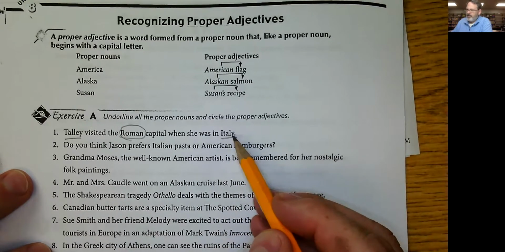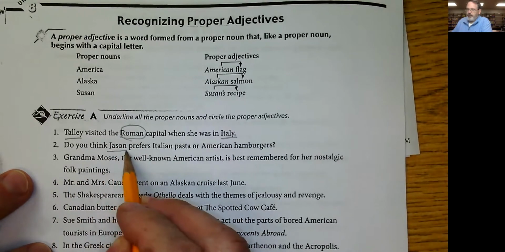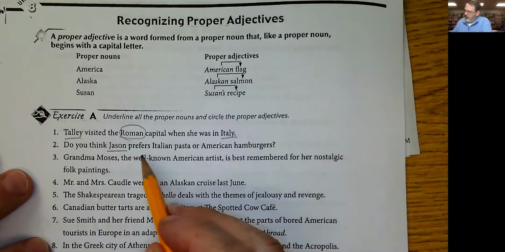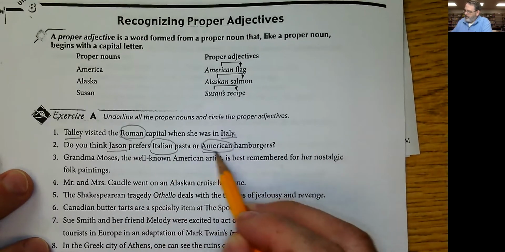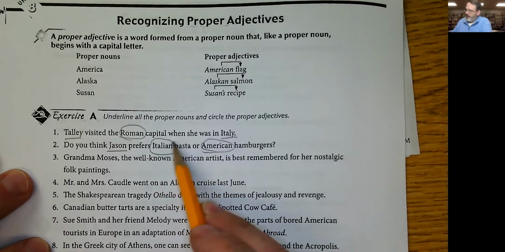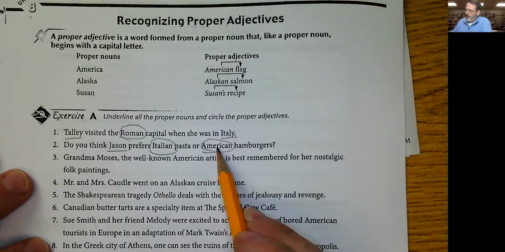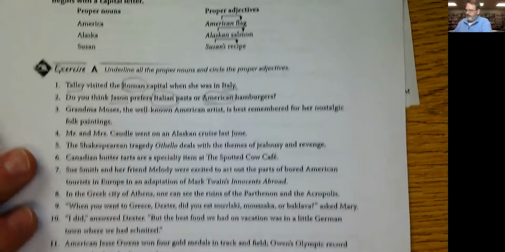You gonna do one more? Let's do one more. That was too easy. Do you think Jason, that's a person, that's a noun, prefers Italian pasta or American hamburgers? Italian describes pasta. What kind of pasta? What kind of hamburgers? American hamburgers. Now you do the rest of those.